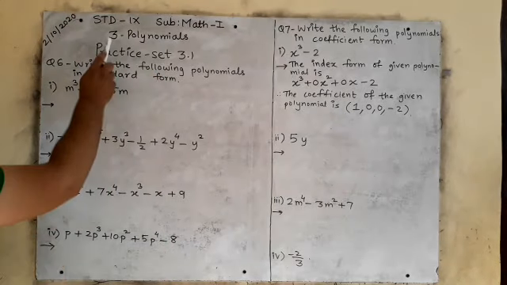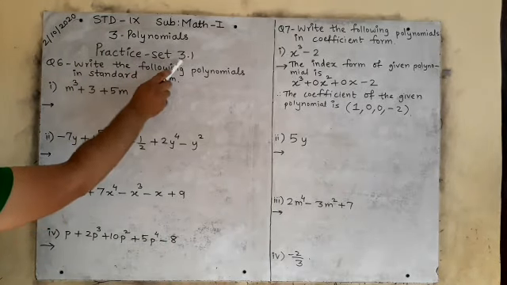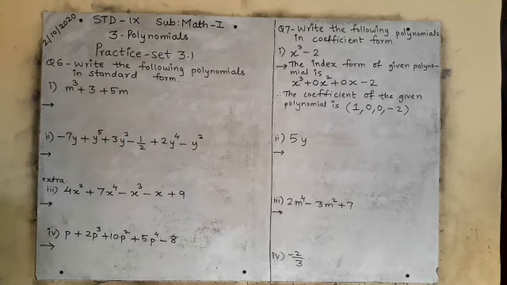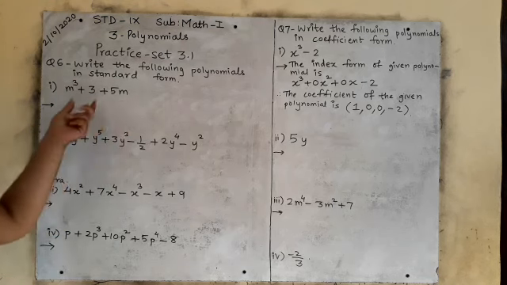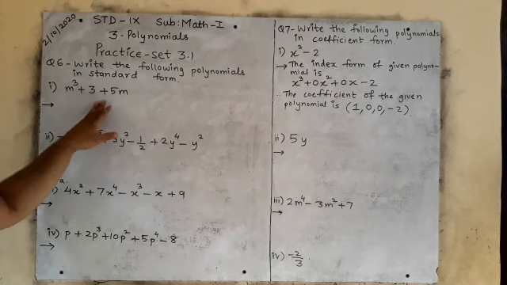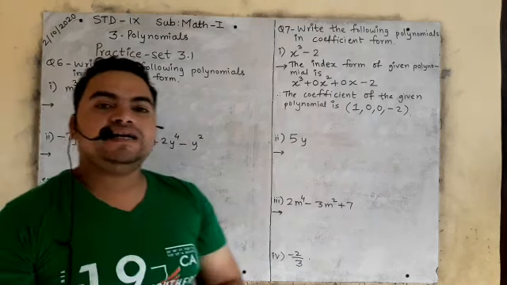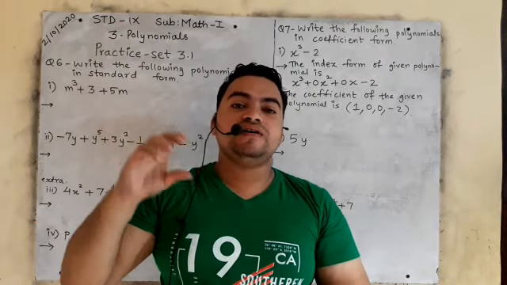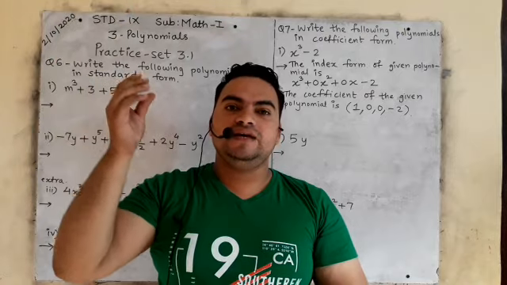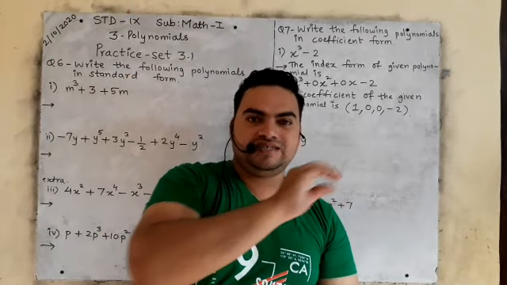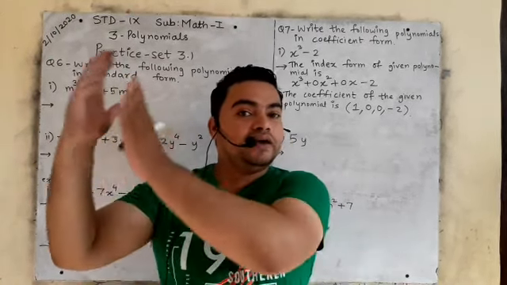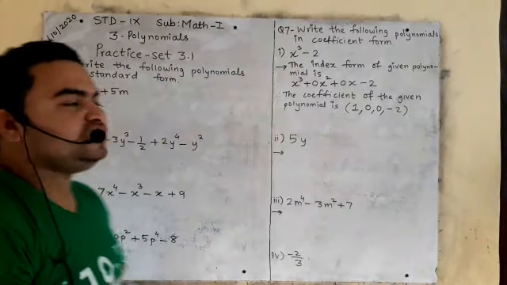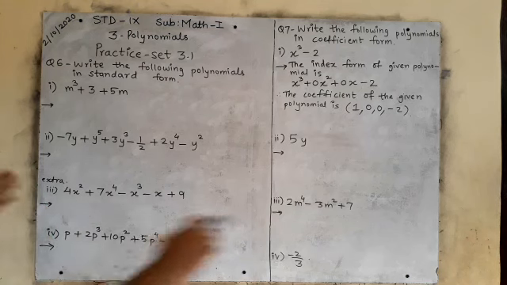My dear students, chapter number 3 polynomials practice set 3.1 question number 6. Write the following polynomials in standard form. See, this is a polynomial, and we have to write this polynomial in the standard form. Standard form means we have to arrange the terms according to the power. First we will take the bigger power, then smaller, smallest. So we have to arrange them in a sequence of descending order.